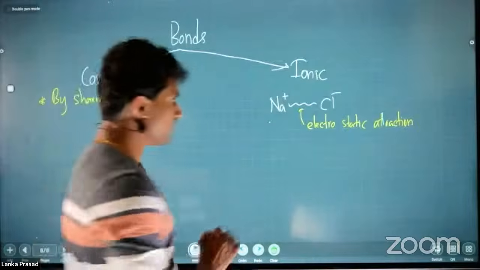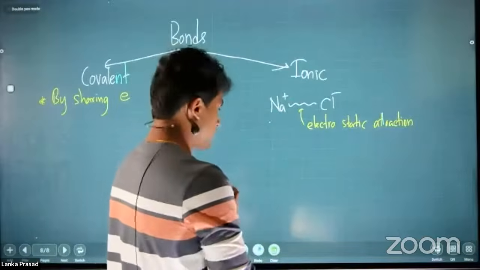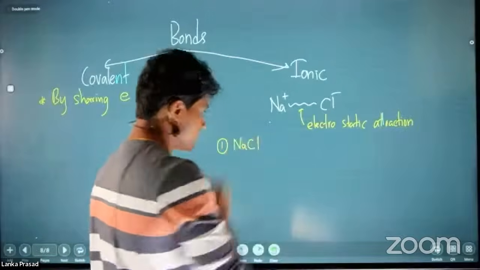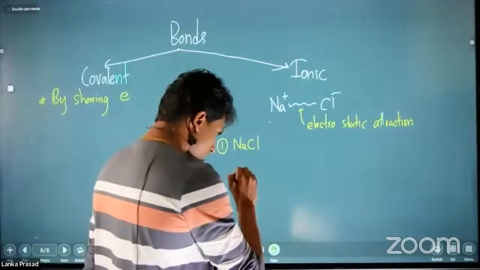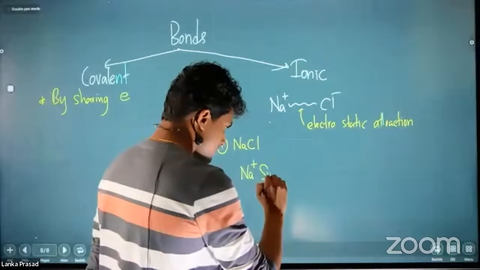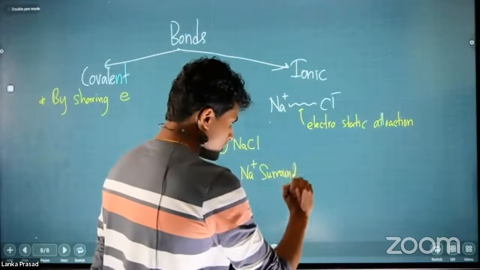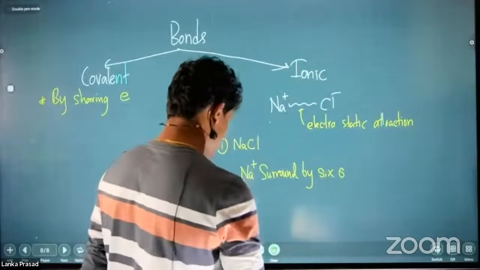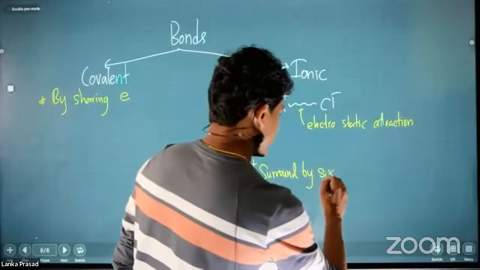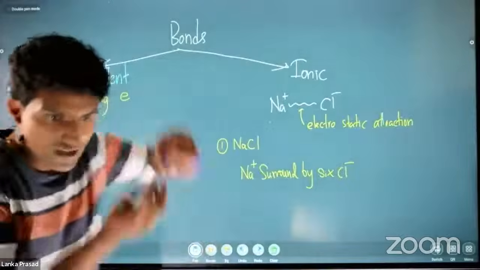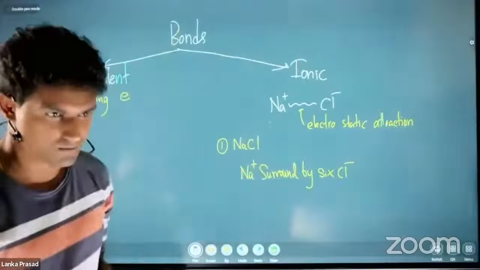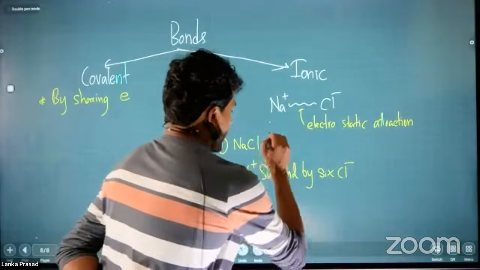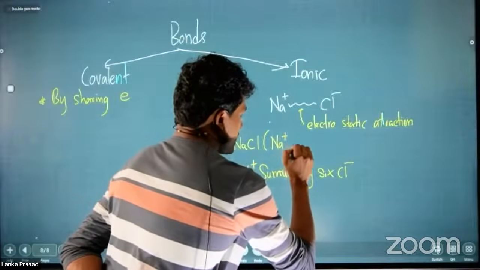Now look at it. Talking about sodium and chlorine, here we discuss sodium chloride. Talking about sodium chloride, one sodium plus is surrounded by how many chloride? Six Cl minus, no? Yes, surrounded by six Cl minus. One sodium plus surrounded by six Cl minus. Got it? Here, look at that. Sodium chloride: sodium plus there, Cl minus there.